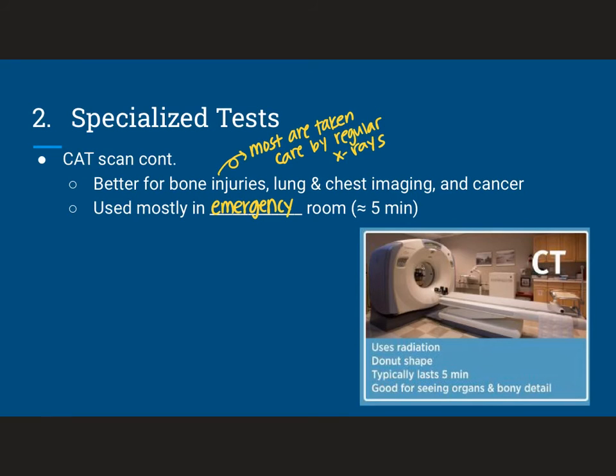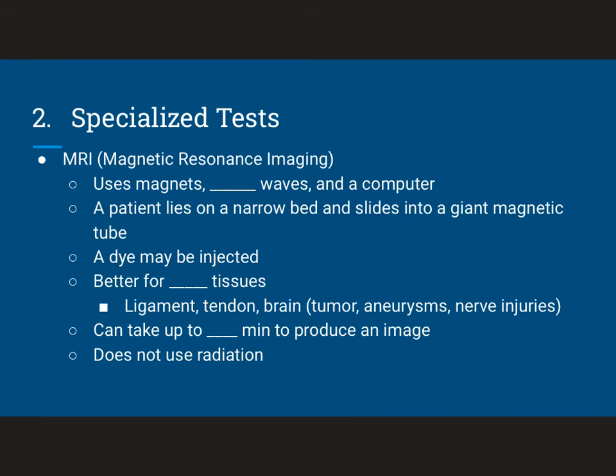and it's helpful to identify different injuries in your body. Another familiar test that you can use is MRI, magnetic resonance imaging, which uses magnets, obviously, and actually radio waves and a computer. So a patient would lie in a narrow bed, and it would slide into a giant magnetic tube. It's actually very loud, and it's kind of unpleasant. So nowadays, I think they give you little earplugs to wear, and you have to stay in there for quite a bit.